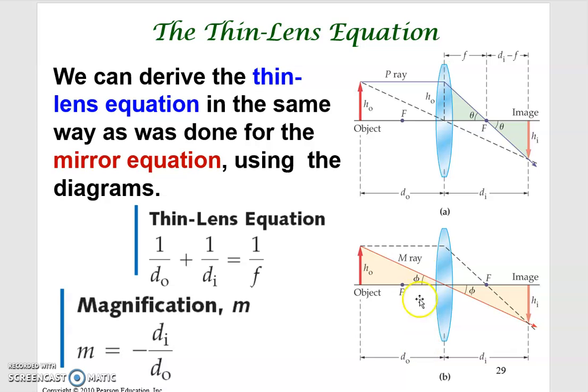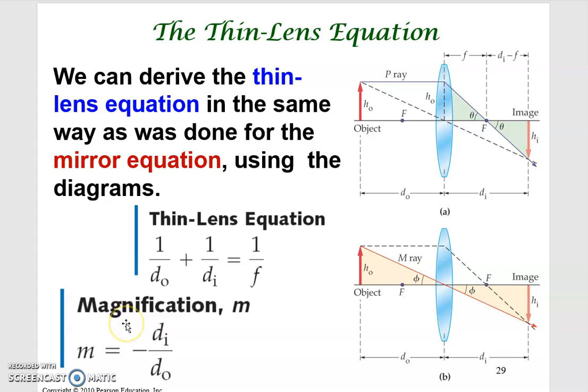Now let's take a look at figure B. These two triangles are also similar. Therefore, for the first triangle, H0 divided by D0, the ratio of these two values will be the same as negative HI divided by DI. So the trick is exactly the same as before. Then you use these two equations, and you can derive the thin lens equation, which is the same as the one we used for the mirror.